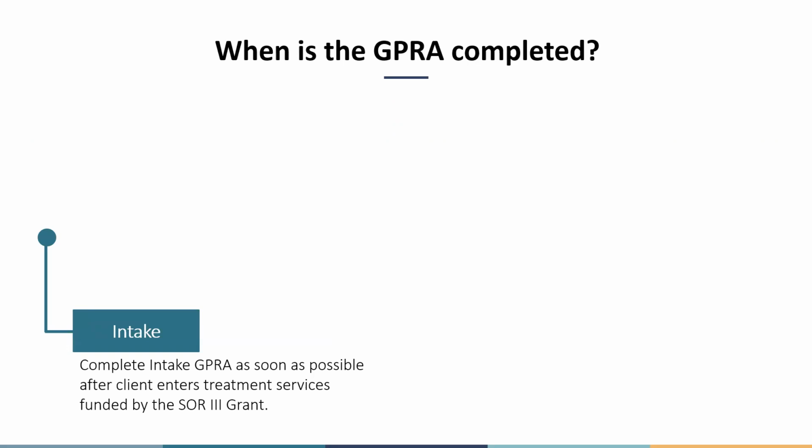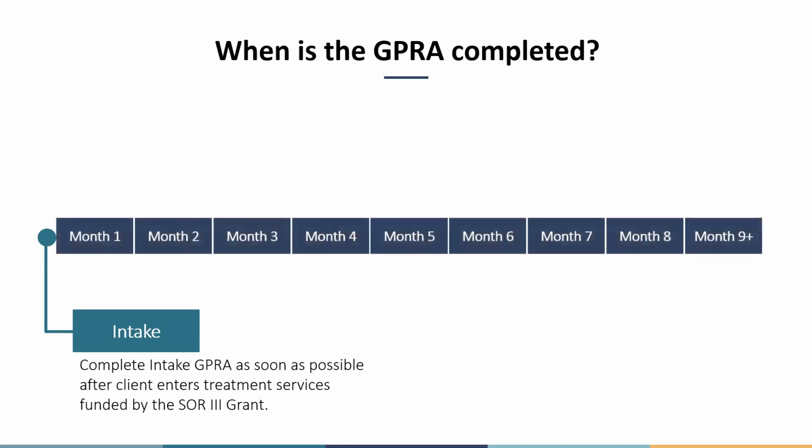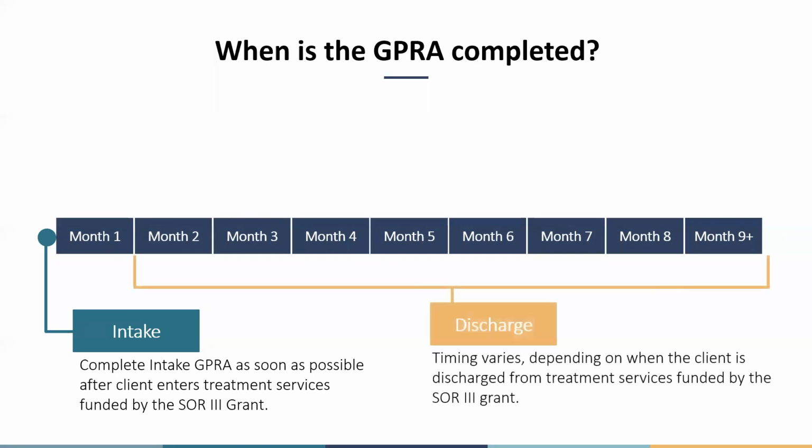Thanks, Mecha. So here's an overview of when the GPRA is completed. You'll complete the intake GPRA as soon as you can after the client enters treatment services that are funded by the SOR grant. The discharge GPRA will be completed with the client when they discharge from treatment services. Its timing can vary according to the client's treatment plan.